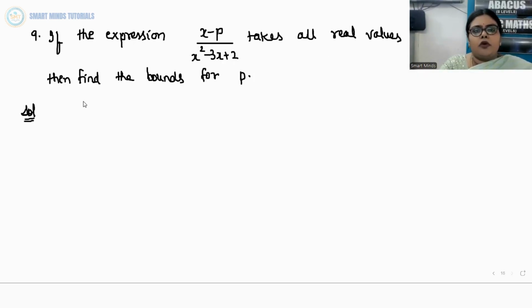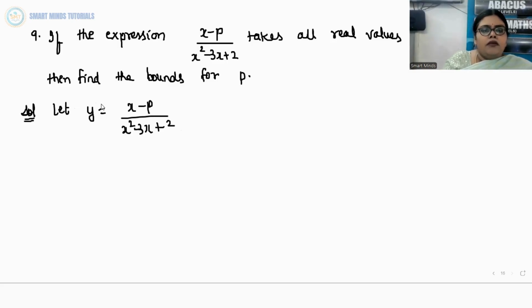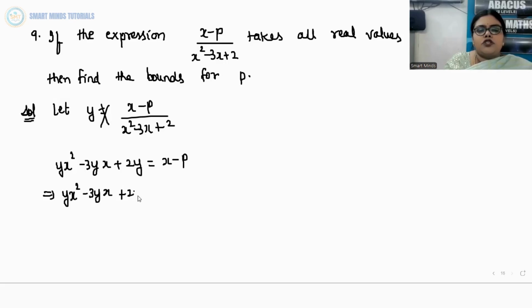Take the next question. It is from quadratic expressions. If the expression x minus p by x square minus 3x plus 2 takes all real values for x belongs to R, then find the bounds for p. So again we proceed the same way. Let y equals x minus p by x square minus 3x plus 2. We cross multiply, so we get yx square minus 3yx plus 2y is equal to x minus p. Now take all right hand side terms to left hand side. So we get yx square minus 3yx plus 2y minus x plus p is 0.